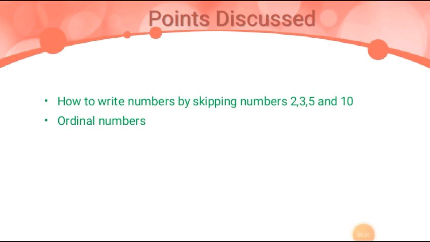These are the points discussed. What all points did we discuss today? Yes, how to write numbers by skipping numbers. Which numbers are skipped? 2, 3, 5 and 10. How to count the numbers by skipping 2, 3, 5 and 10, that you studied in this session. Then we studied ordinal numbers. Which are the ordinal numbers? Yes, first, second, third, fourth, fifth, like that. Most of the time you use ordinal numbers in your life. So at that time you can use these ordinal numbers. Okay, understand?